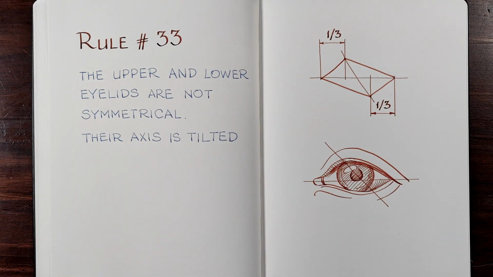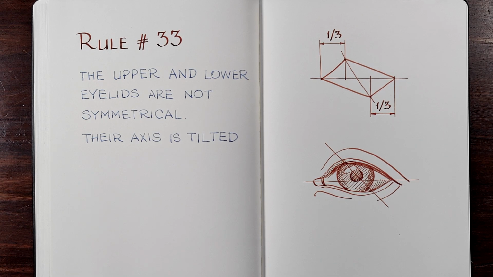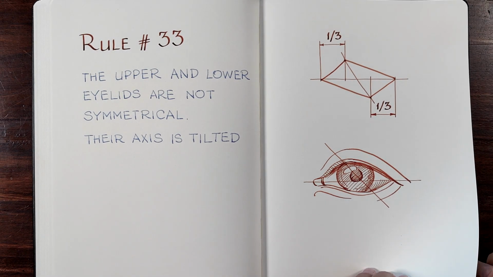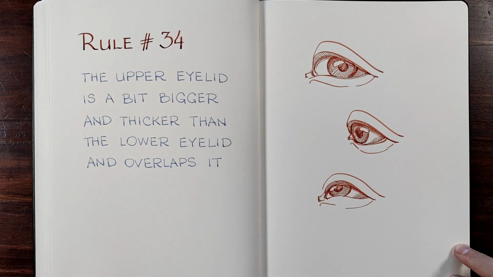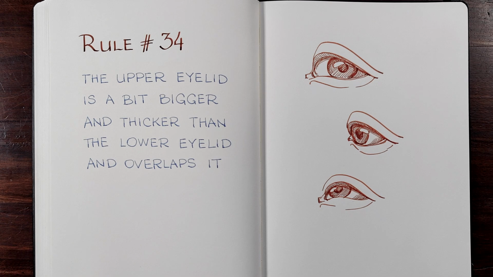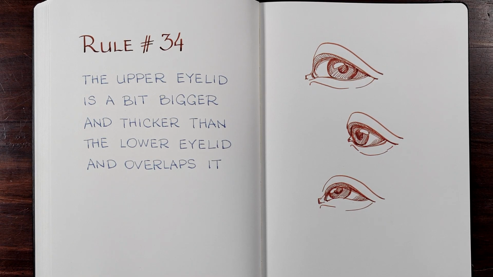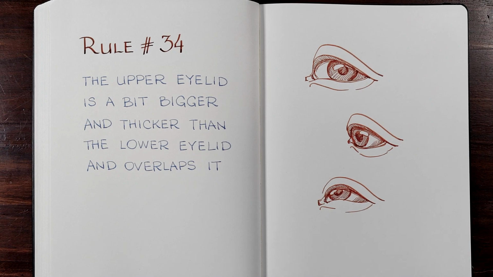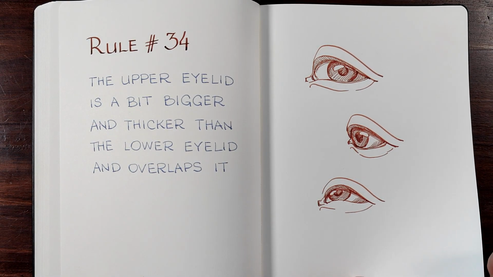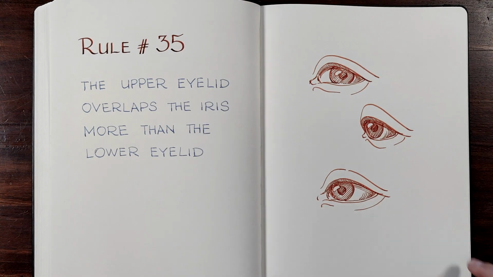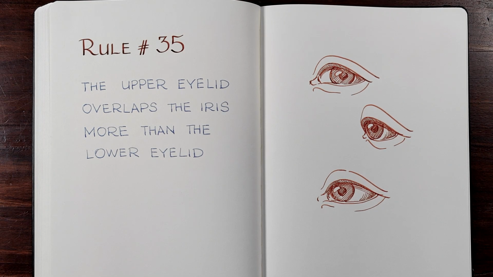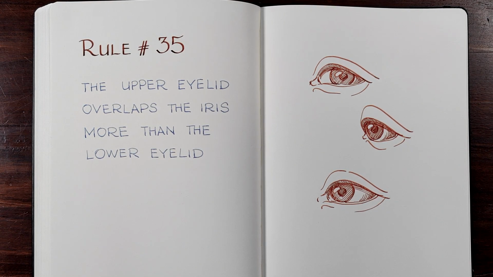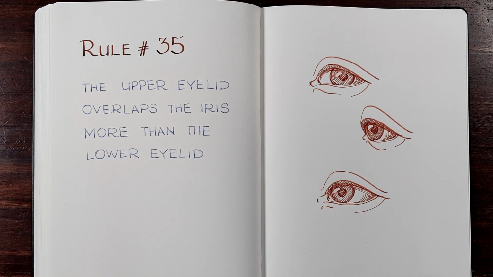Rule number 33. The upper and lower eyelids are not symmetrical. Their axis is tilted. Rule number 34. The upper eyelid is a bit bigger and thicker than the lower eyelid and overlaps it. Rule number 35. The upper eyelid overlaps the iris more than the lower eyelid.